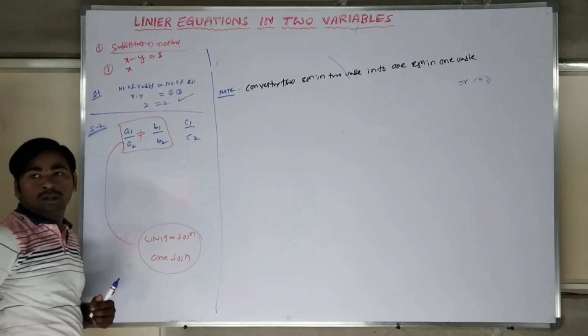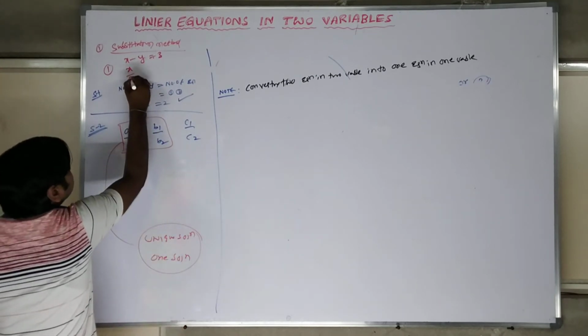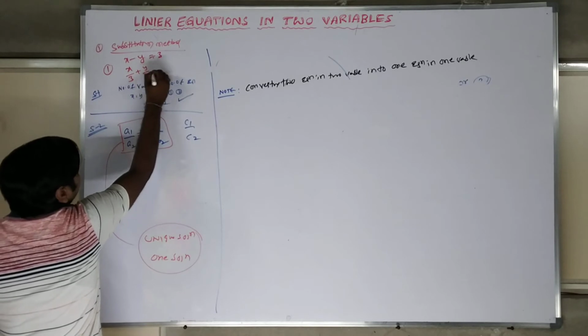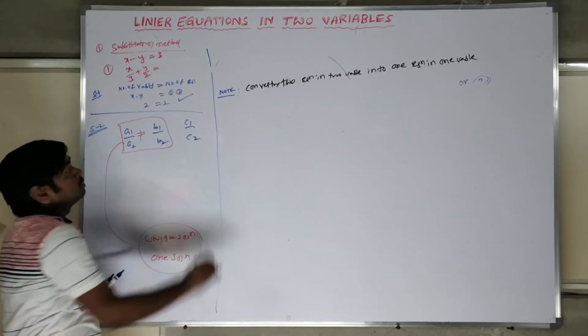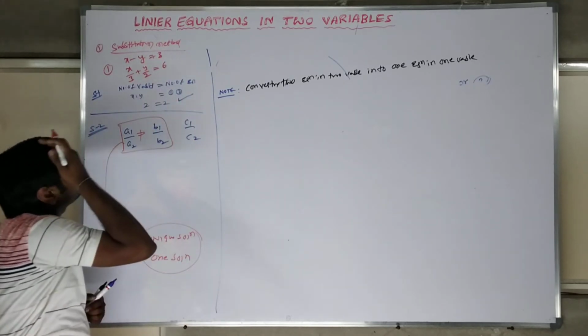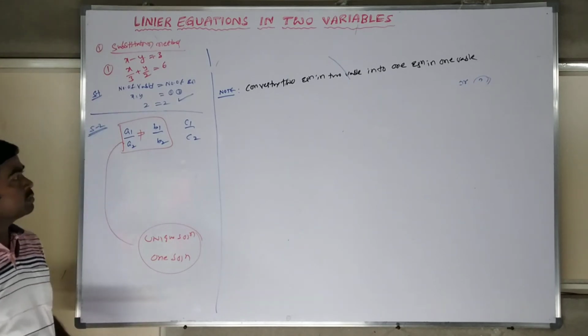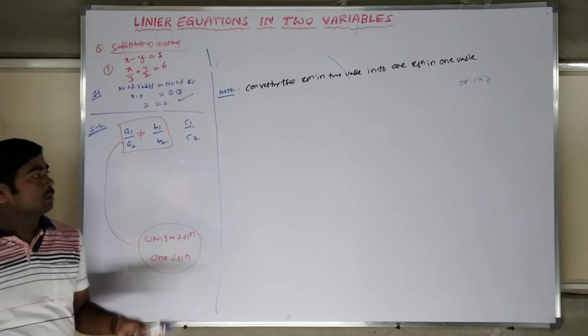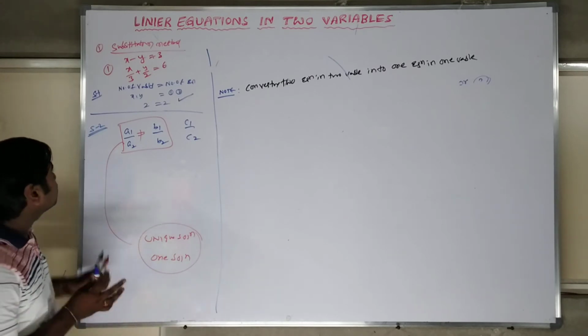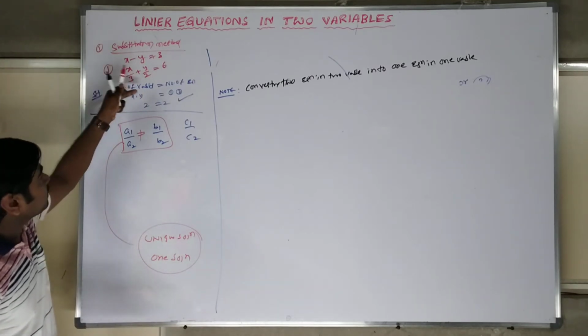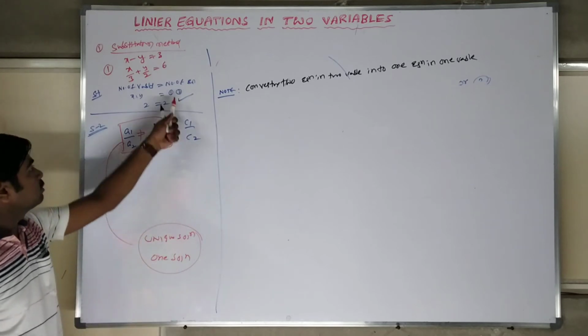Next, x by 3 plus y by 2 is equal to 6. One is a general equation, the other one has fractions. So in such a case also, you should not fear. Please check the condition. What is the condition? Number of variables is 2, number of equations also 2. We can have a solution.